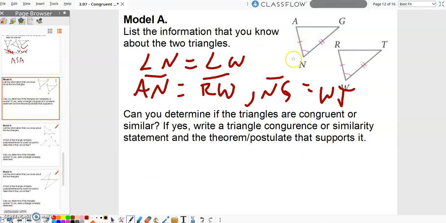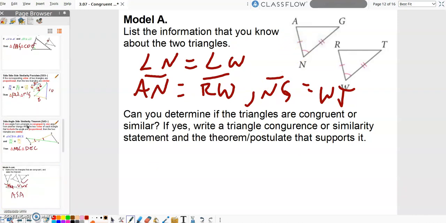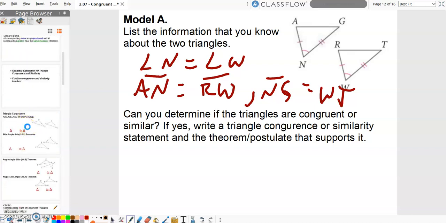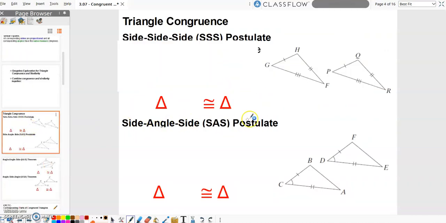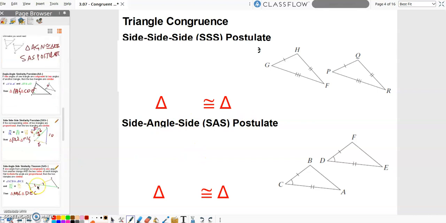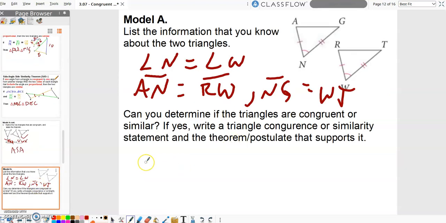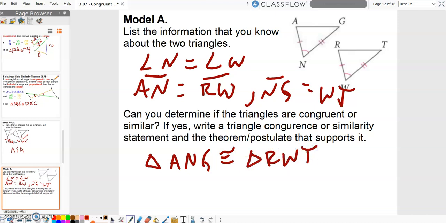So it looks like we have a side, angle, side. And let's just go confirm, see if we do have a postulate or theorem that proves that. Side, angle, side postulate. So there we go, that's it. So triangle ANG is congruent to triangle RWT. And that is because of side, angle, side.